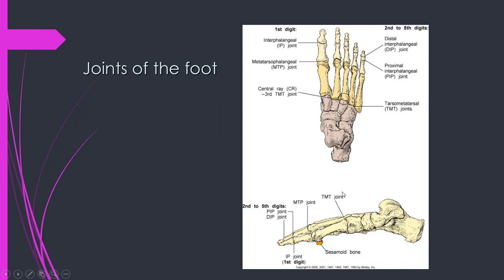Joints of your foot. Make sure that you take a look at these. We have our tarso-metatarsal joints, so these are your TMTs. You have proximal interphalangeal joints, which are your PIP, distal interphalangeal joints, and we also have metatarsophalangeal joints. Your central rays are going to come through primarily at the third TMT joints for those APs, which is a little different from your hands where you had your MCPs.